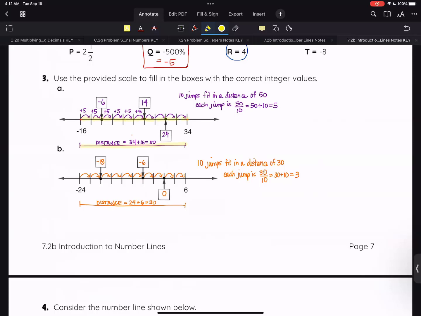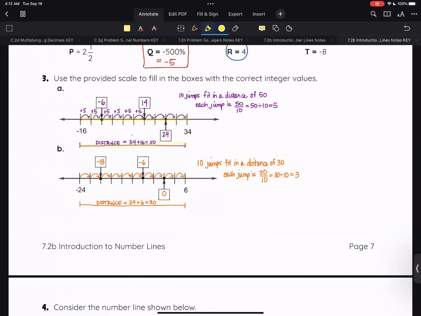So to figure out how big each jump is, we would need to take the full distance, which is 50, divide by 10. That gives us 5. As soon as we know the scale, we can then move forward from whichever labeled points we have, or we could move backwards from the 34.